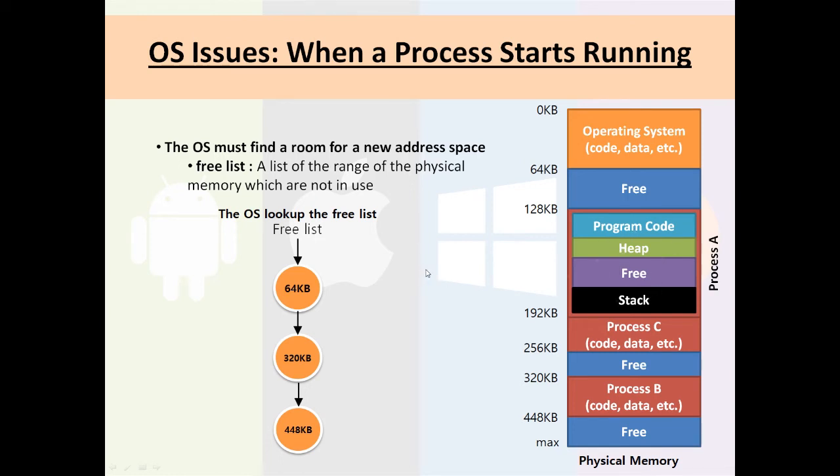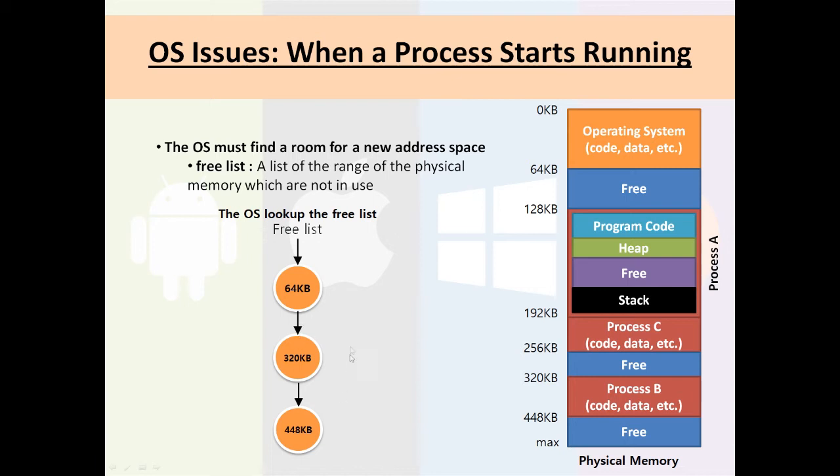Now, the operating system must find room for this new address space to fit, right? If there's not enough space, it needs to make a plan and solve this problem. So in order to keep track of where there is free space, it implements a concept or a data structure called the free list. Now, this is a list of the range of physical memory which is not in use.